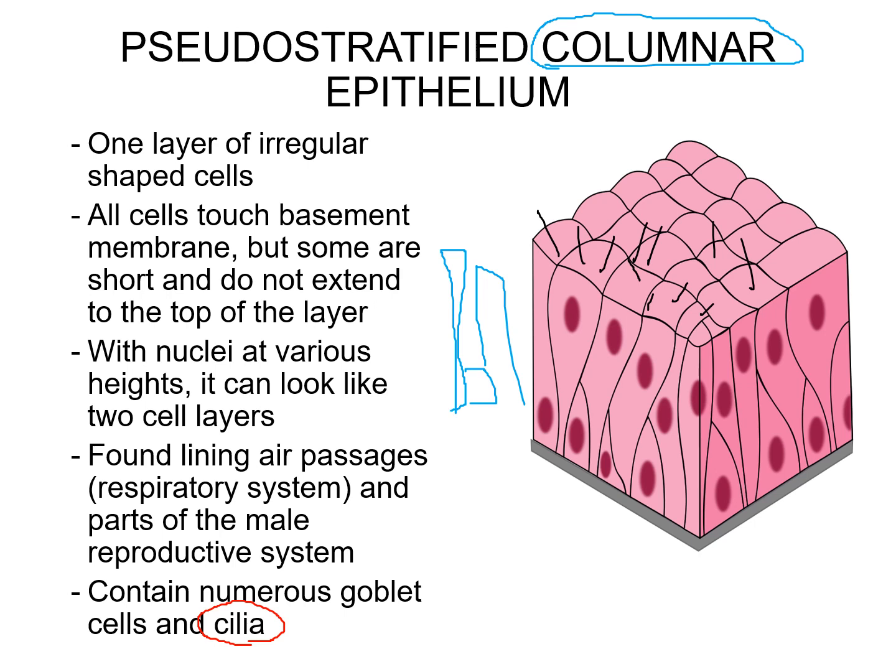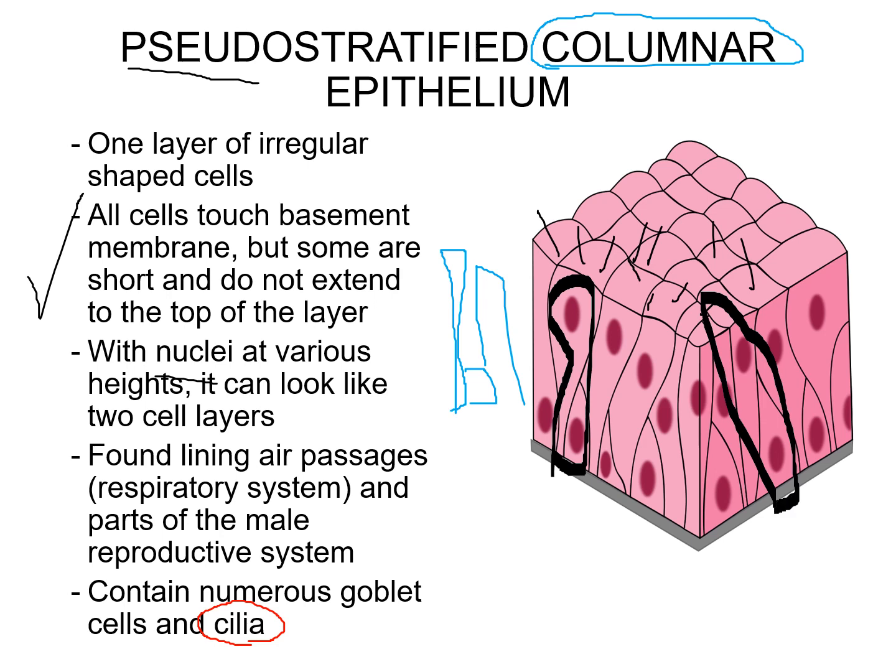As I mentioned, pseudo means fake or false, and the reason why is because all cells touch that basement membrane. It's just we have some short, some tall. And when that happens, those nuclei tend to get bunched up, and it looks like we have multiple layers. So if you were to compare these, you would say, oh, that's 2 layers, it's stratified columnar. But if you look at the basement membrane, not really. It is 1 layer, it's just some tall, some not tall.